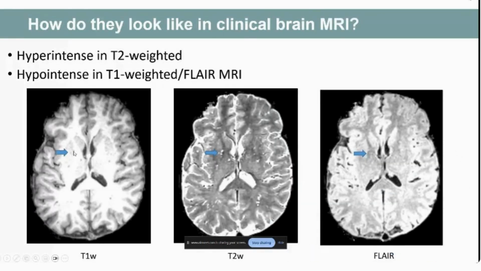So you can see these small dots in T1 that are dark. They are bright in T2. They are also elongated, so it's more like tubular objects. And they look dark, but they are less visible in FLAIR.